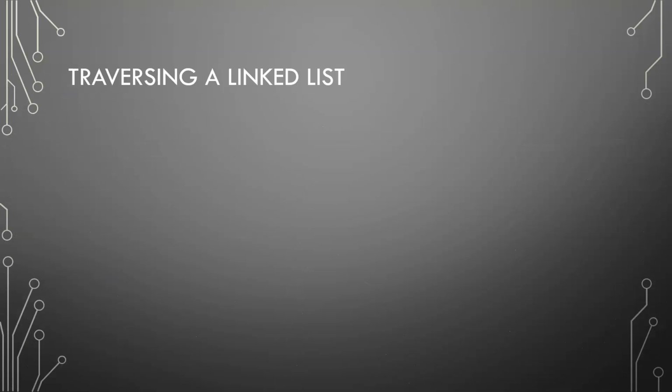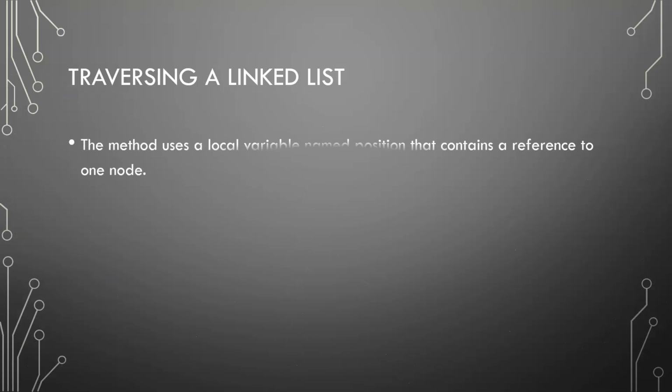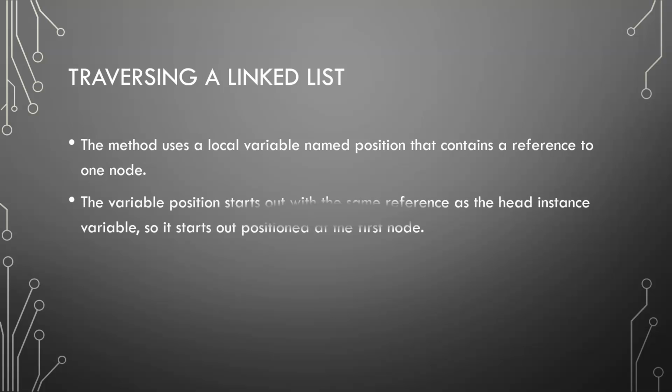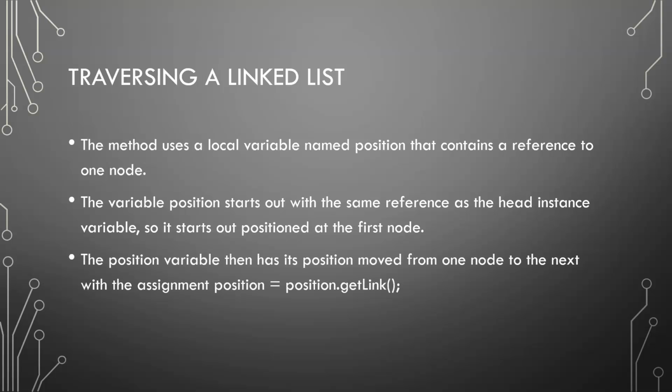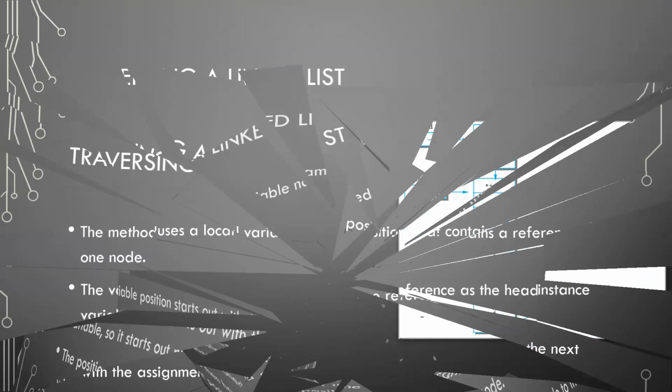Now the method uses a local variable named position that contains a reference to one node. The variable position starts out with the same reference as the head instance variable, so it starts out positioned at the first node. The position variable then has its position moved from one node to the next with the assignment position equals position.getLink(). So that's all you've got. Position equals position.getLink(). That's how it updates.